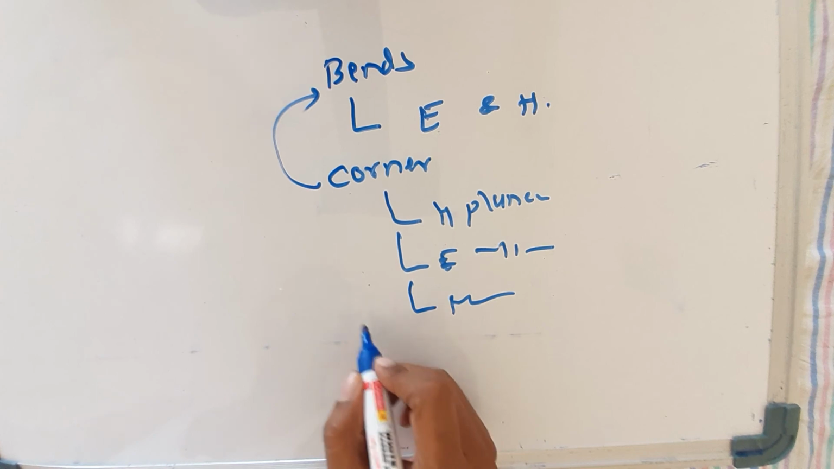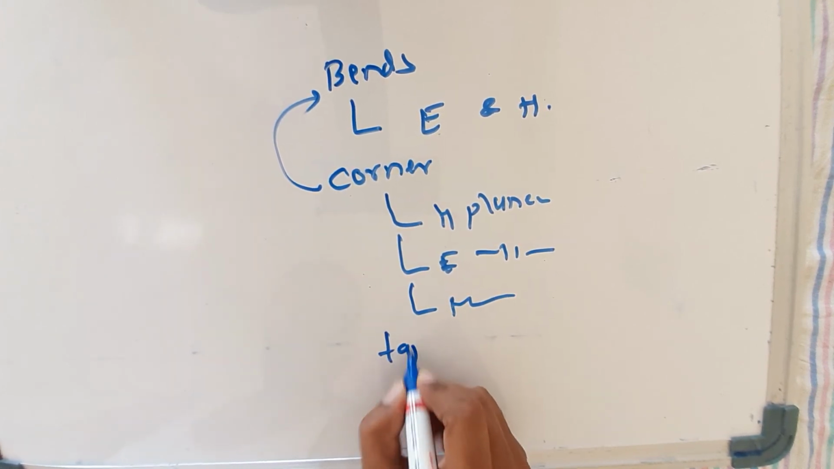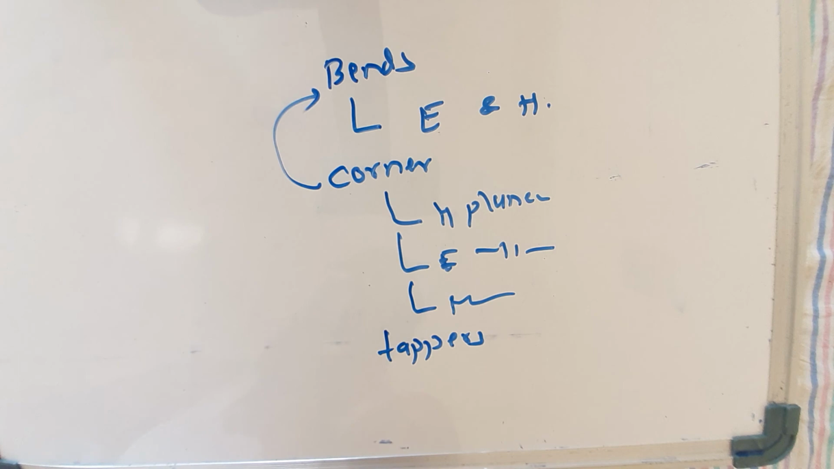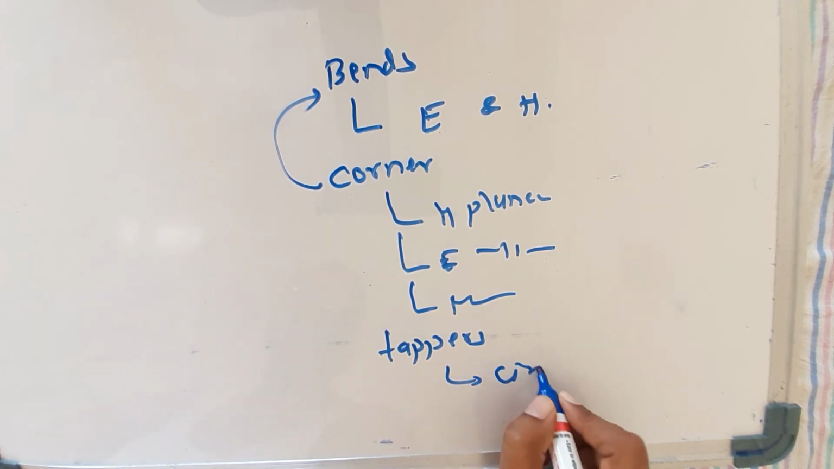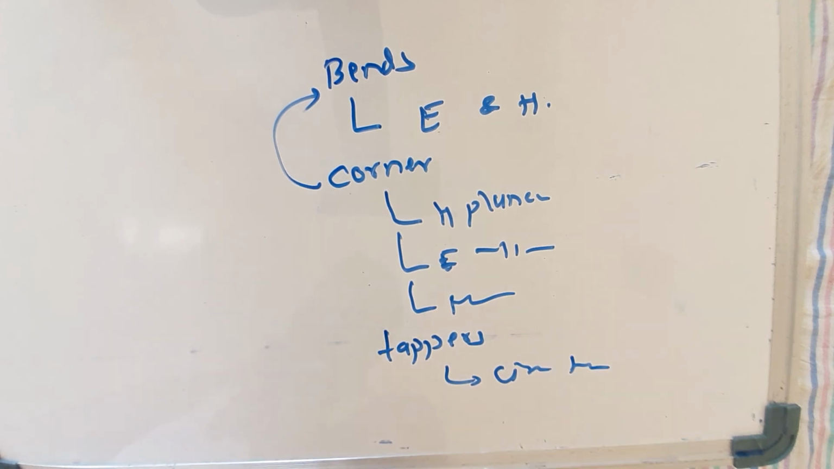Then we have the tapers. A taper is basically used to avoid the reflections. In tapers we have circular to rectangular tapers and rectangular to circular tapers. After the tapers we have the twist. A twist is basically used to change the polarization or direction of the waves, changed by 90 degrees or 45 degrees. So in today's lecture we have covered all the waveguide accessories: bends, corners, tapers and twist.